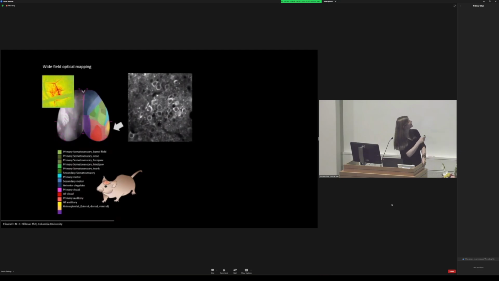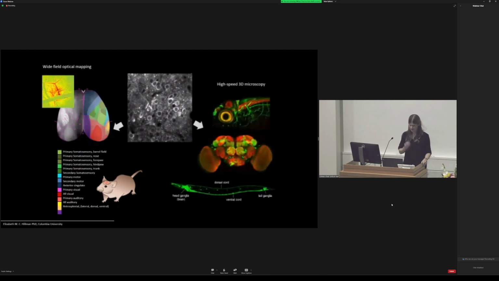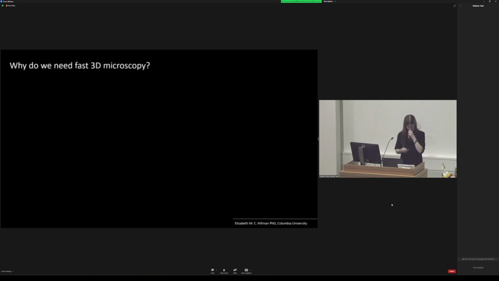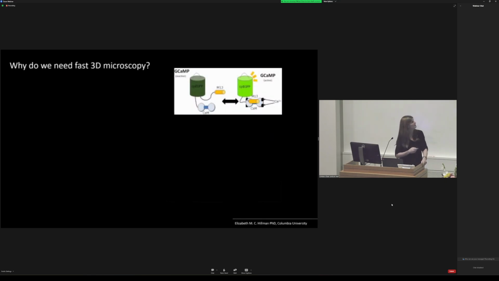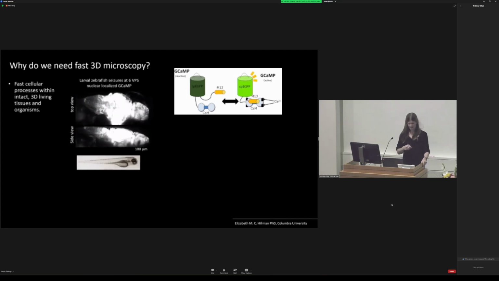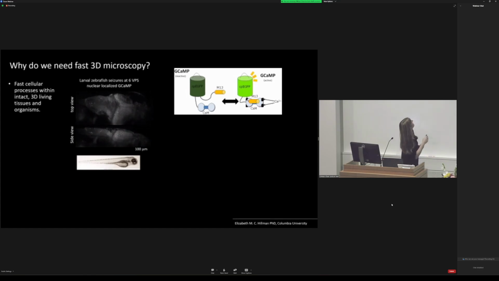Okay, so from here, I've introduced to you now this idea that we can do optical measurements of neural activity. What I'm going to talk to you a little bit more about now is how we can take that to the level of imaging this kind of activity on the scale of single cells. Okay, so why do we need this fast 3D microscopy? I've already talked to you a little bit about this calcium-sensitive fluorophore. So, first things first, right? Fast cellular processes.